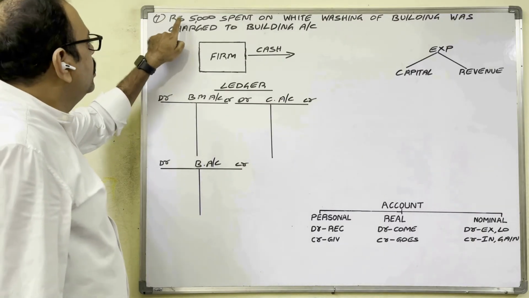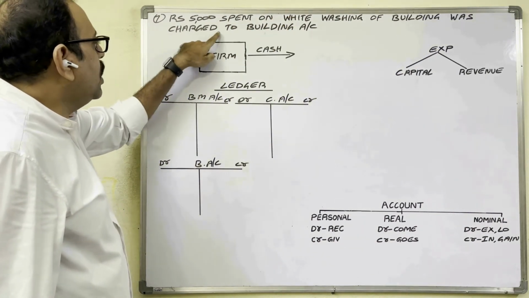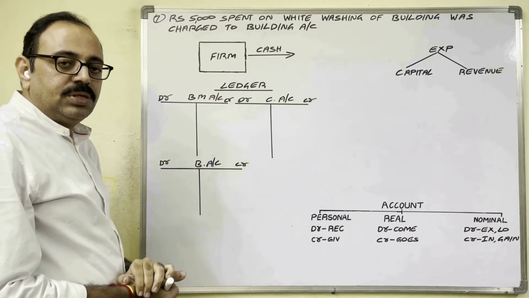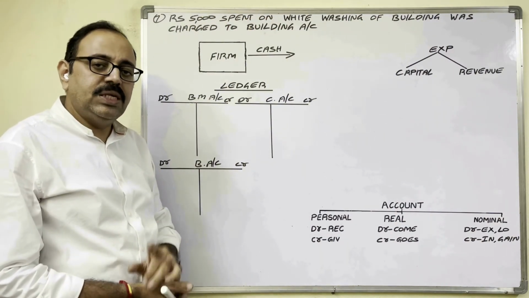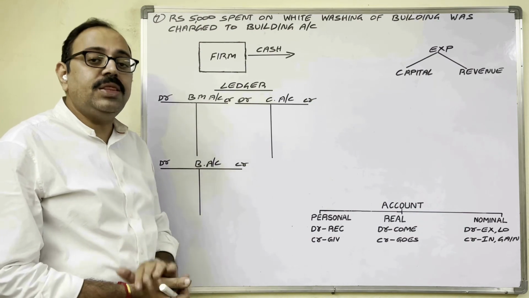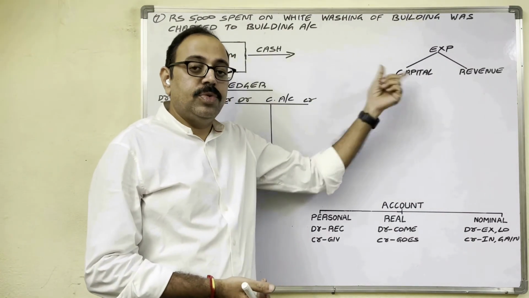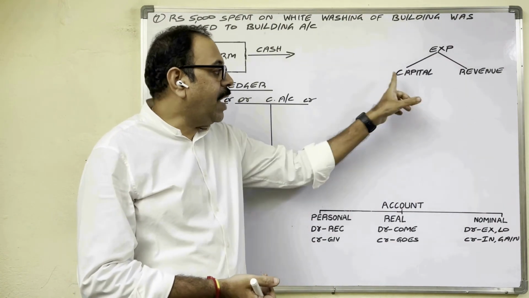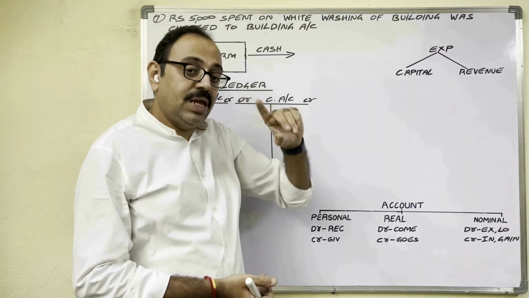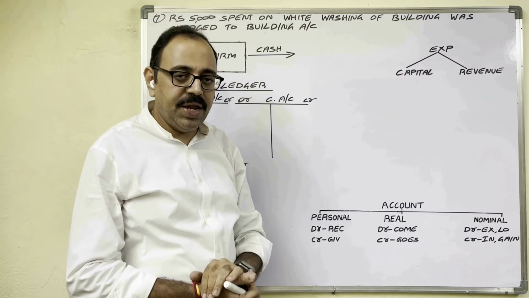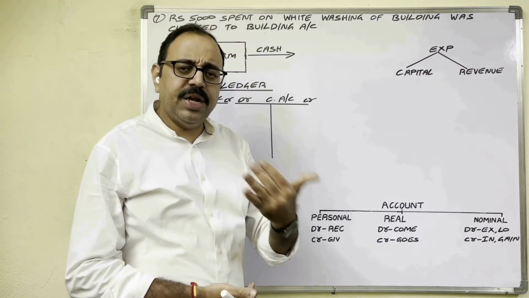Last point. 5,000 spent on whitewashing of building was charged to building account. Whitewashing of building, painting, is a rare expenditure. You may think that as this is a rare expenditure, it is capital expenditure. No. The first difference between capital and revenue expenditure is that capital expenditure is a rare, non-recurring expenditure, while revenue expenditure is a recurring, repeated expenditure.